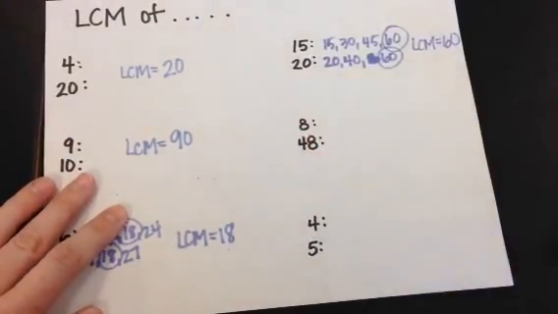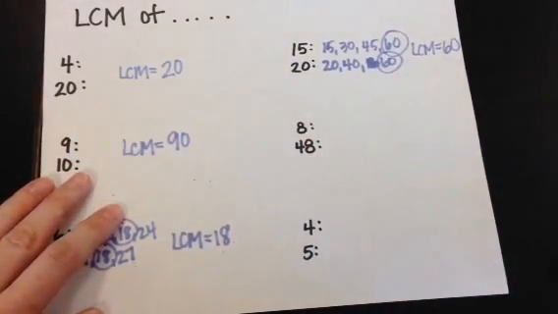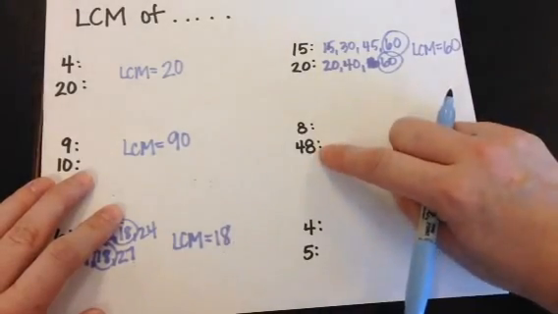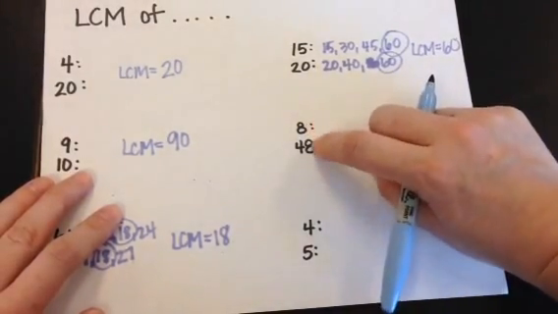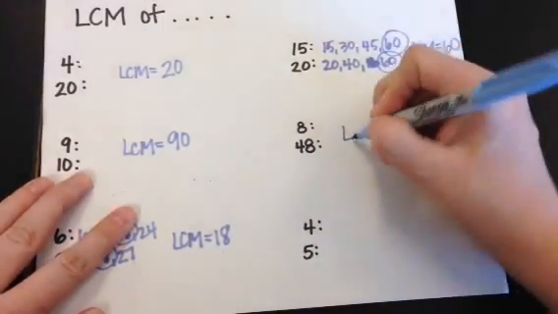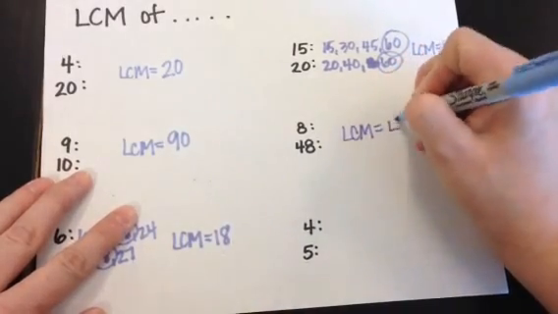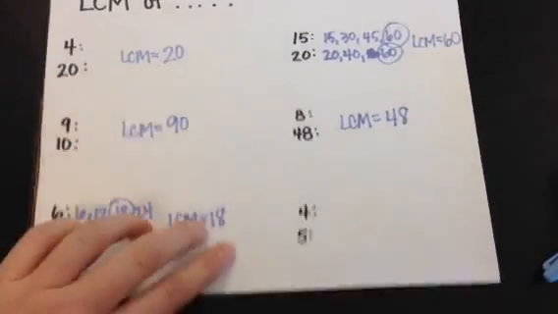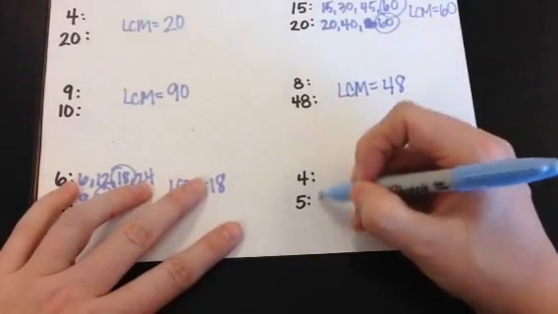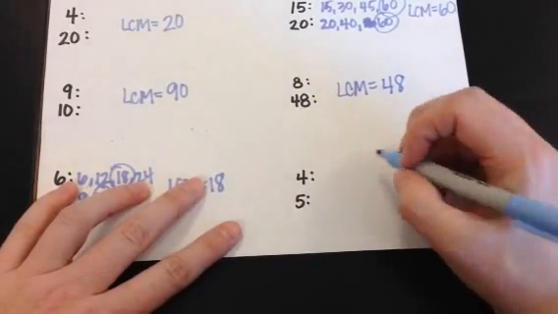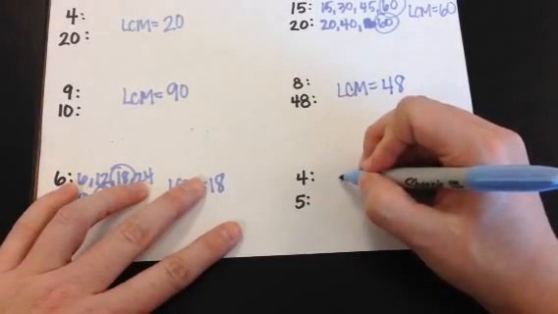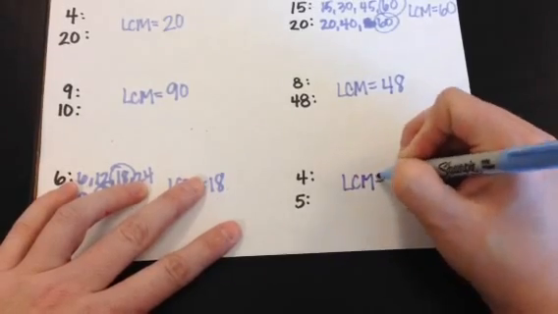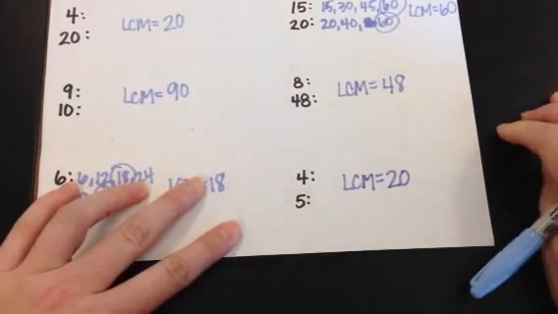8 and 48, again, we're going to look at our tips. They are not consecutive. 48 is a multiple of 8, because 8 times 6 is 48. Therefore, I know that my least common multiple has to be 48. And down here at 4 and 5, they are consecutive. So we know with consecutive numbers, we can multiply them together to get a least common multiple of 20.